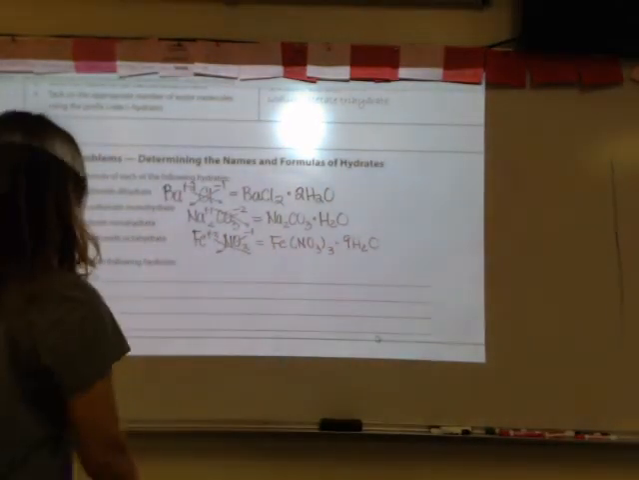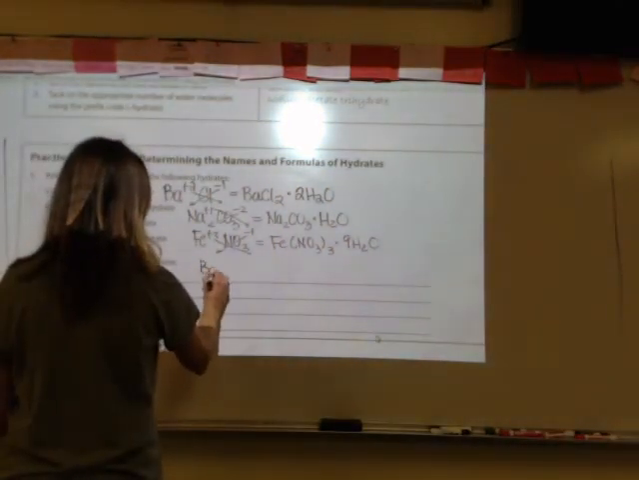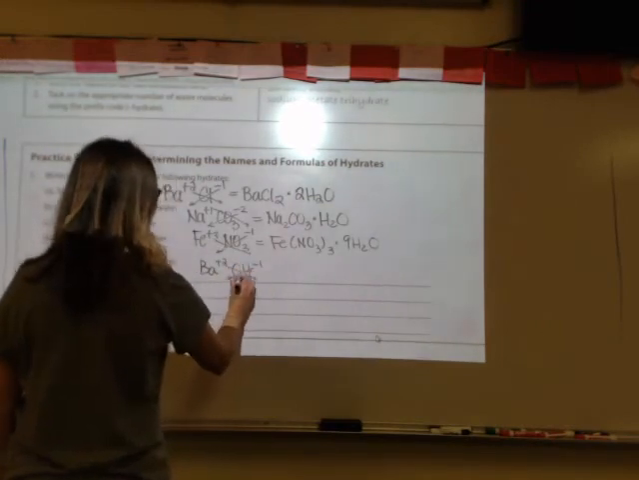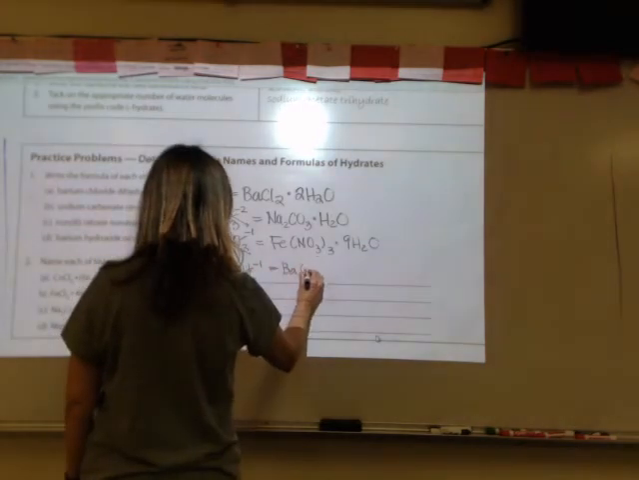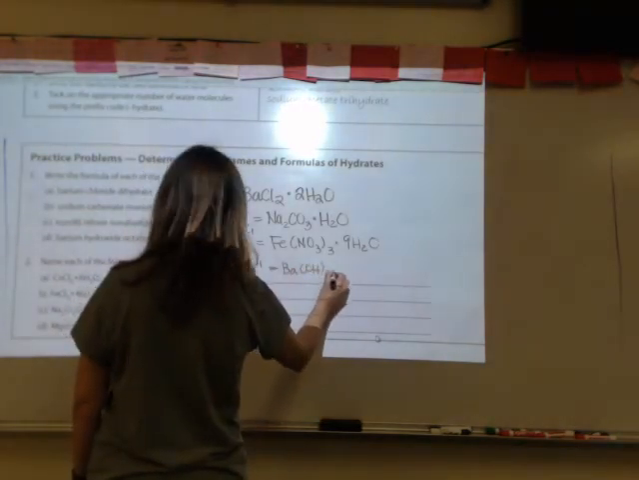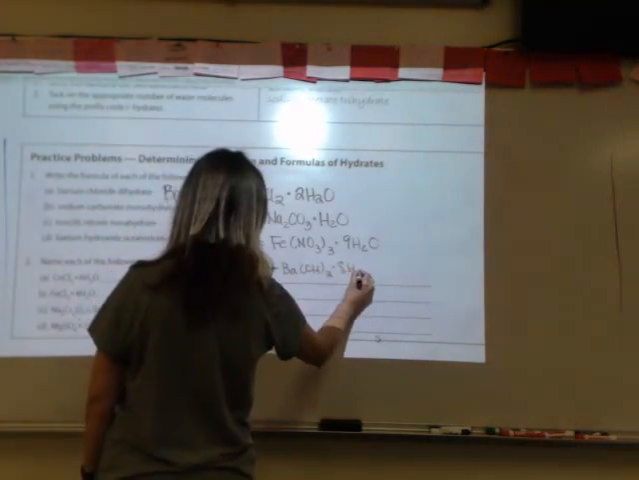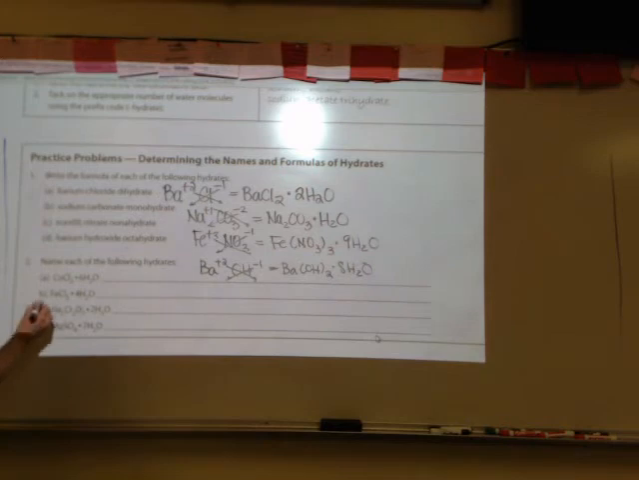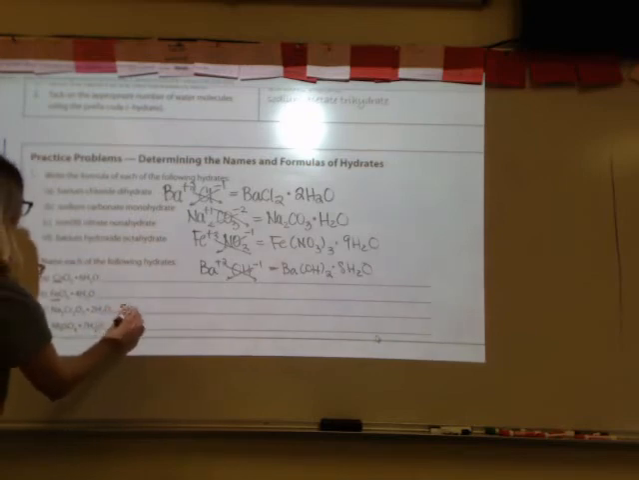For part D, barium hydroxide, this is Ba plus 2, OH minus 1. Cross the numbers in the charges. You'll have parentheses around the OH, and you have 8 waters attached. Now, if we're naming these hydrates, for number 2, you have to calculate the charge on cobalt and iron, so I'm going to come back and do those. C would simply be sodium.